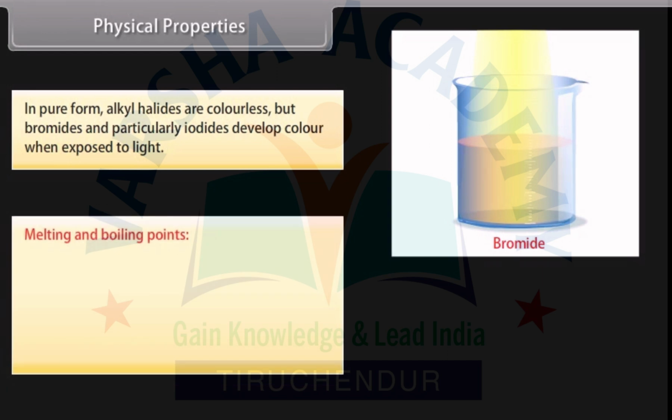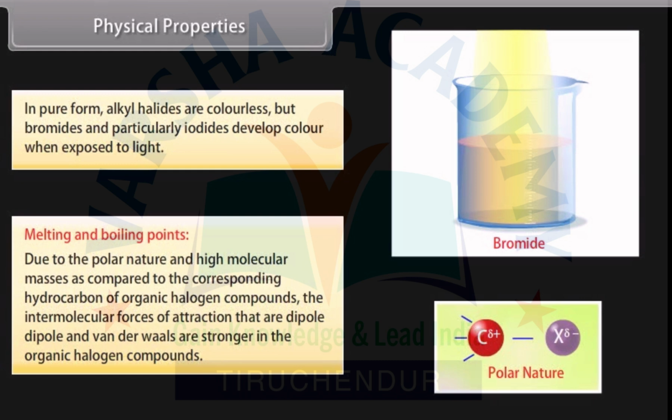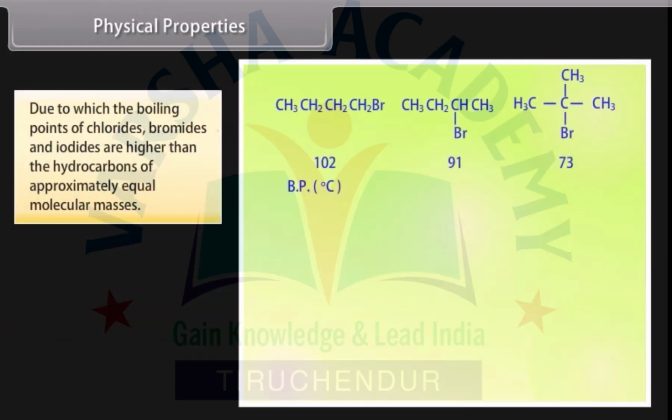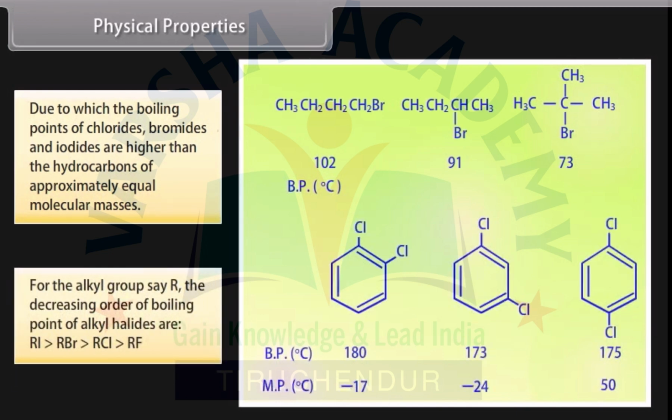Melting and boiling points. Due to the polar nature and high molecular masses as compared to the corresponding hydrocarbons, the intermolecular forces of attraction, that are dipole-dipole and van der Waals, are stronger in organic halogen compounds, due to which the boiling points of chlorides, bromides and iodides are higher than the hydrocarbons of approximately equal molecular mass. For the alkyl group, say R, the decreasing order of boiling point of alkyl halides is RI has the highest boiling point, followed by RBr, then RCl, and then RF.